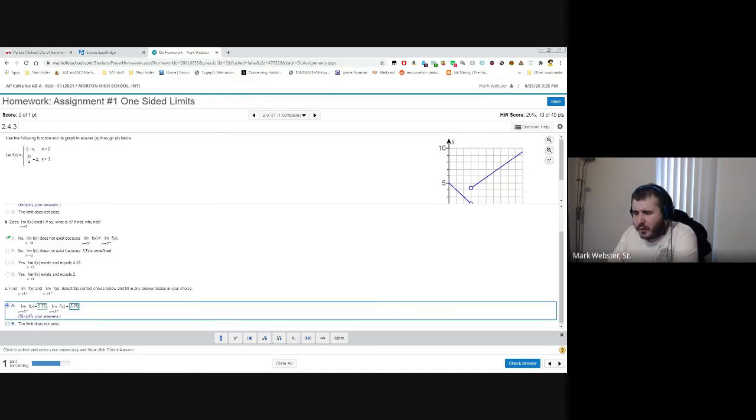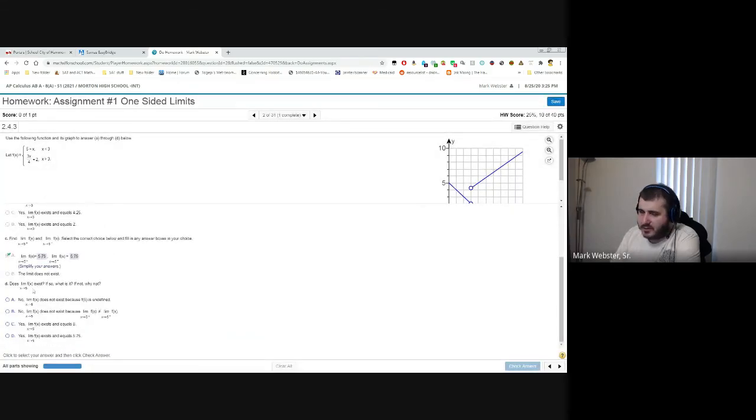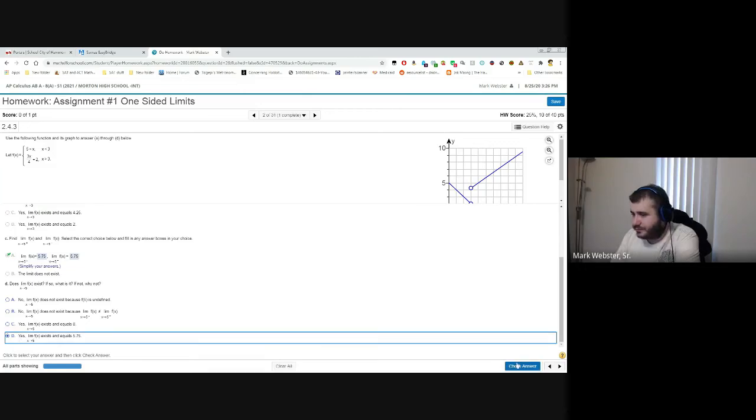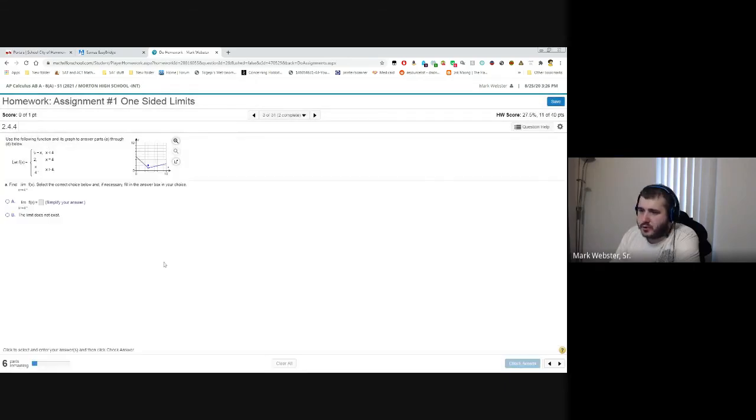And again, they give you this other option, but they're not asking about whether or not the limit exists. They're asking about what the left and the right hand do here. And again, now they're asking, does the limit exist? Well, the left and the right are the same, and they make 5.75. So yes, because they're the same, and it's 5.75. Ta-da. So just be careful.